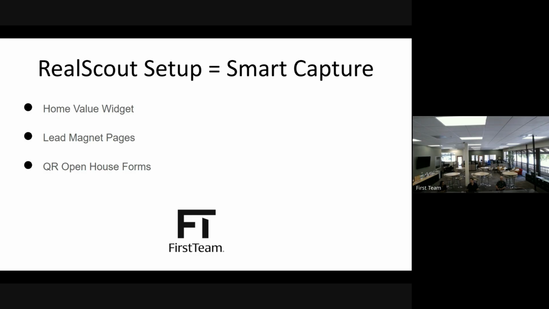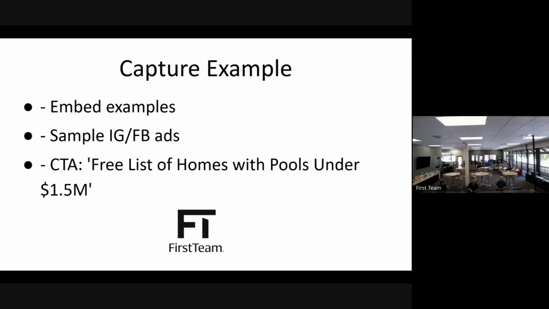So what would that post look like? Here's an example: free list of homes with pools under 1.5 million. How does that work? We'll go through it together, but pretty much you put the link on, let's say, Facebook, they click on it, and it takes them right into RealScout.